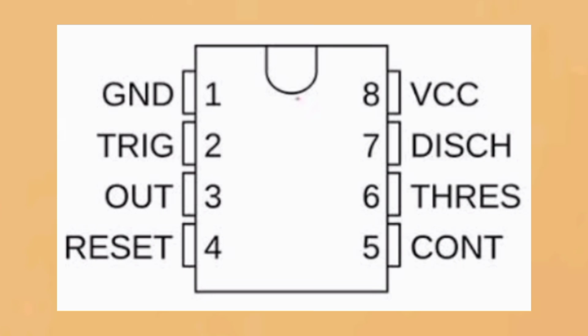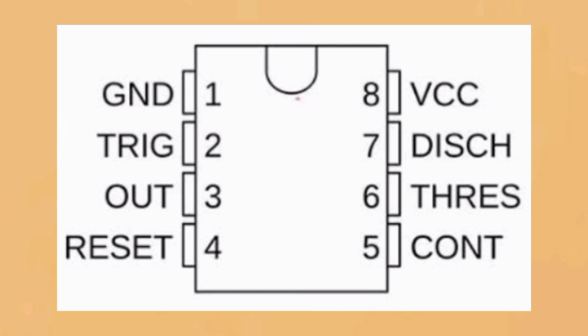Now let's move on to its 8 pins and their functions. Pin number 1. This is a ground pin and is connected to the negative supply of the circuit. Pin number 2, trigger. This is the trigger input. The IC can change the status of its output when an appropriate trigger signal is received on this pin.